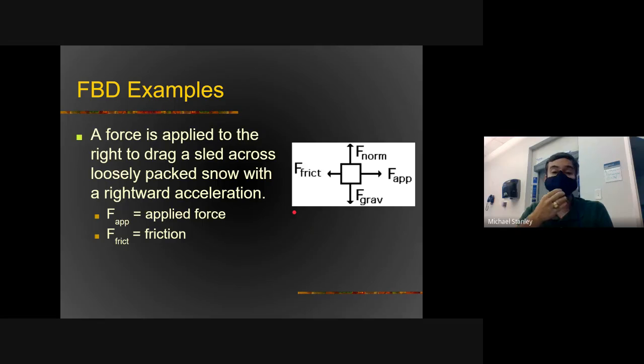All right, does anybody have any questions about free body diagrams, what sorts of forces are involved, or what the arrows represent?